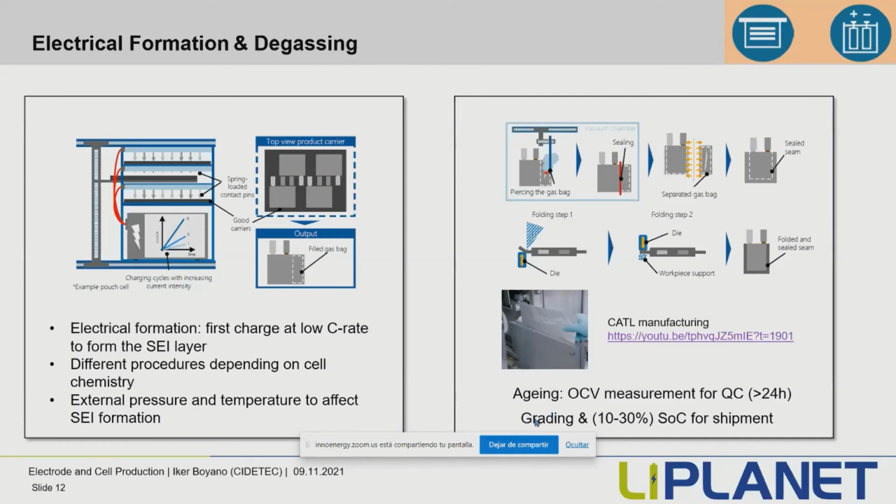After the degassing, it's important to have an aging process of more than 24 hours and check if there is a change in the resistance or in the capacity or voltage of the cell, just to check if everything is correct and there is no reaction in the cell. After that, you do the grading of the cell, you charge and discharge again, and if you have to ship it to a client or to someone, usually you charge to 10–30%, and you send it to your client.